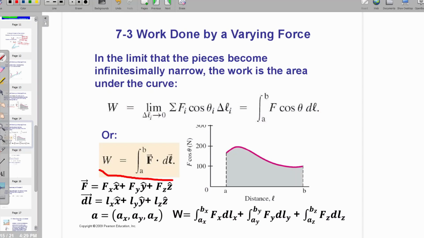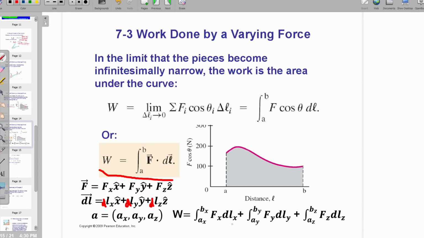But you can always think about it this way. That dL is going to be, oh, this should have a d. There should be a dLx, a dLy, and a dLz, so displacement elements along the x, y, and z axes. And then you could write it out this way: work is the integral from ax to bx of Fx, the x component of the force, dLx, so the displacement element in x, and then the same thing for y and for z.